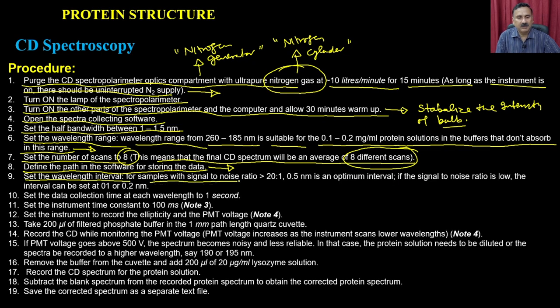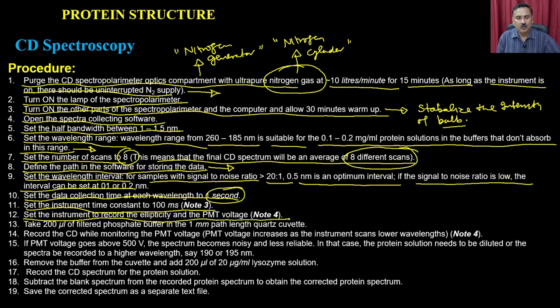Then you set the wavelength interval. For example, with a signal to noise ratio of 20:1, 0.5 nanometer is the optimal interval. If the signal to noise ratio is low, the interval can be set as 0.1 or 0.2 nanometer. Set the data collection time at each interval to 1 second. Set the instrument time constant to 100 milliseconds. Then set the instrument to record the ellipticity and the PMT voltage.